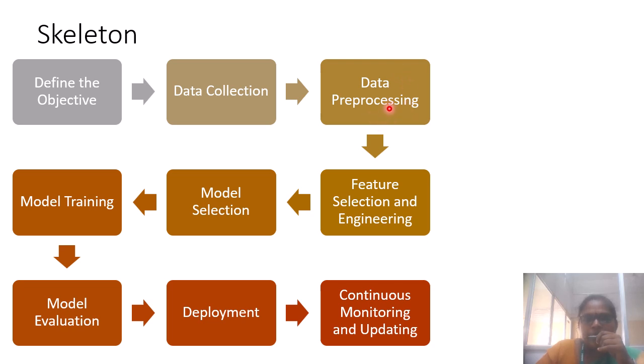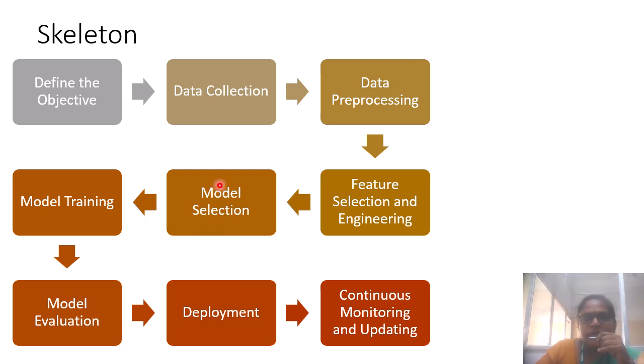After data pre-processing, we'll be selecting our features and we'll also perform feature engineering. Once our features are ready, then we have to choose our machine learning model. Why? Because based on the data and based on the objective, we have to be very clear what model we have to apply for the given objective and the given data.